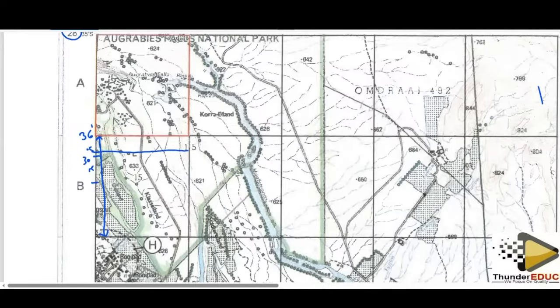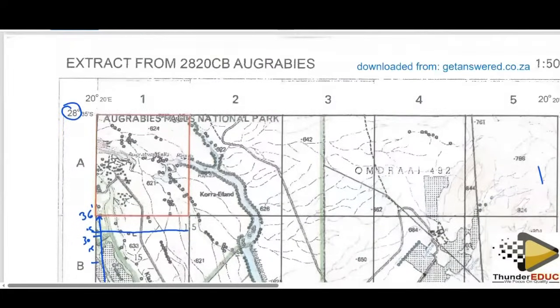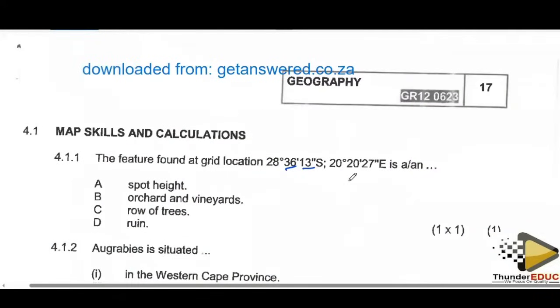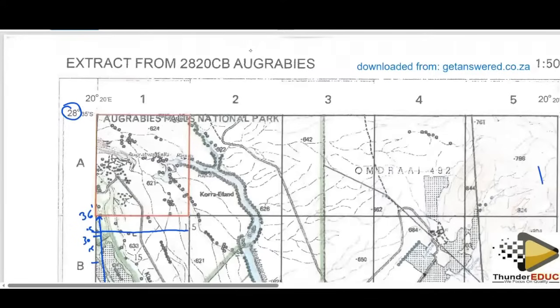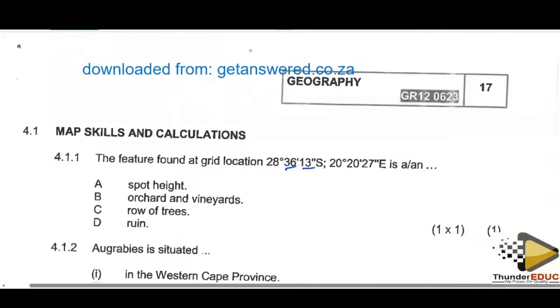All right. Then if we check on our question once again for the longitudes, it's saying 20 degrees, 20 minutes. So these are the degrees for the longitudes, 20 degrees, 20 minutes. So this is our 20 minute here. So the seconds, there are 27 seconds.